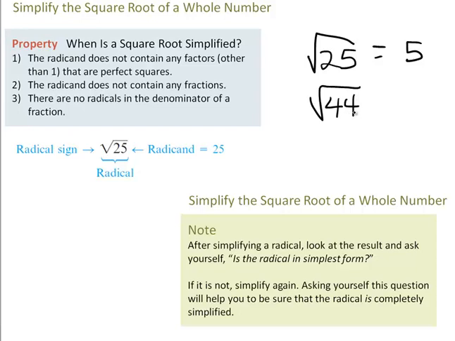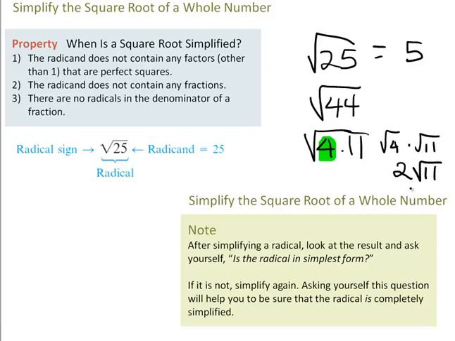I would have to use my product rules to take that apart. So that's the same as 4 times 11, right? Those are the factors of that. Now we have to look at them and say, are any of these perfect squares? In this case, 4 is a perfect square, and 11 is not. So we get to take the square root of 4 times the square root of 11, and we'll end up with 2 square root 11. Please notice that we no longer put a times sign, because since they're smooshed up next to each other, that means they're multiplying.